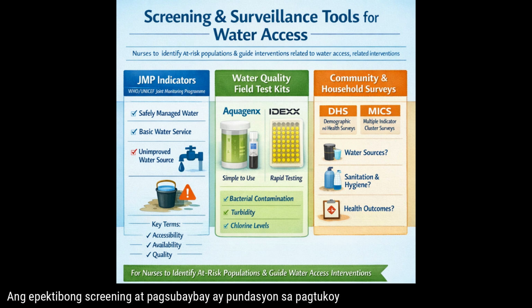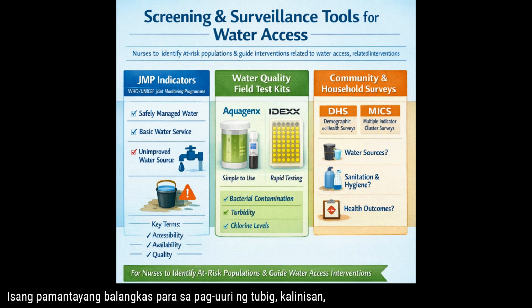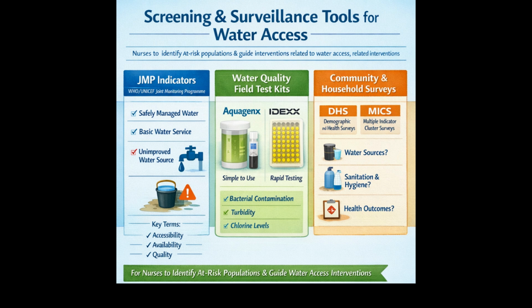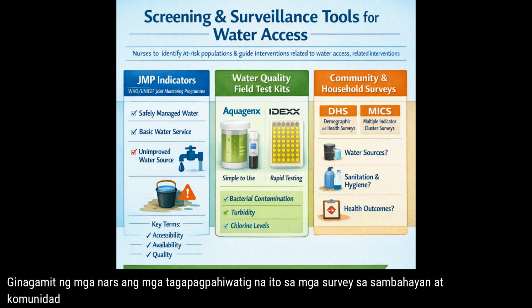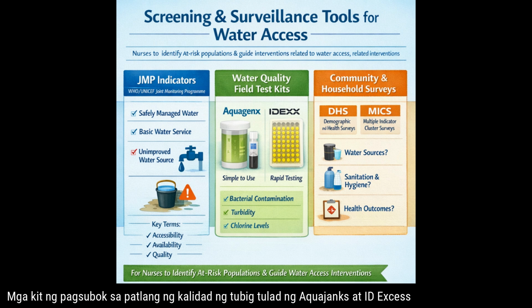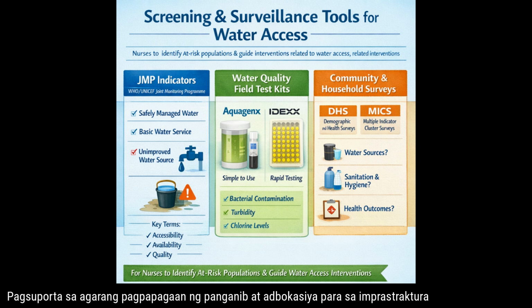Screening and surveillance tools. Effective screening and surveillance are foundational to identifying at-risk populations and guiding interventions. The WHO-UNICEF Joint Monitoring Program (JMP) indicators provide a standardized framework for classifying water, sanitation, and hygiene services by quality, accessibility, and safety. Nurses use these indicators in household and community surveys to assess WASH status and prioritize interventions. Water quality field test kits such as Aquagenx and IDEXX enable rapid on-site detection of microbial and chemical contaminants, supporting immediate risk mitigation and advocacy for infrastructure improvements.